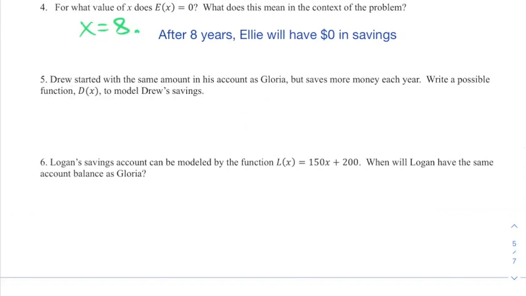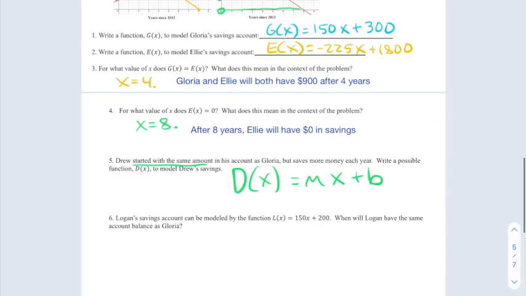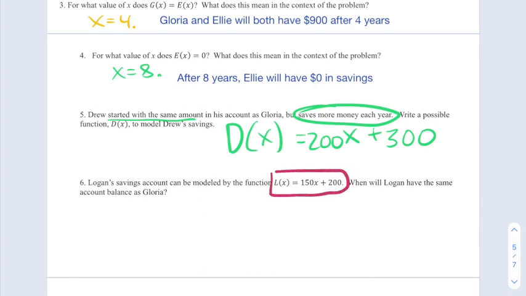The next question says, Drew starts with the same amount as Gloria, but saves more each year. Write a possible equation for Drew's savings. Well, we're going to have this again in the form of y equals mx plus b, or in this case, d of x equals mx plus b. If they have the same starting amount as Gloria, they also have $300 at the start. So we can get rid of this b and put in 300. If he's saving more than Gloria, his slope should be bigger. So if Gloria's slope was 150, maybe we could give him a slope of 200, or really any number bigger than 150.